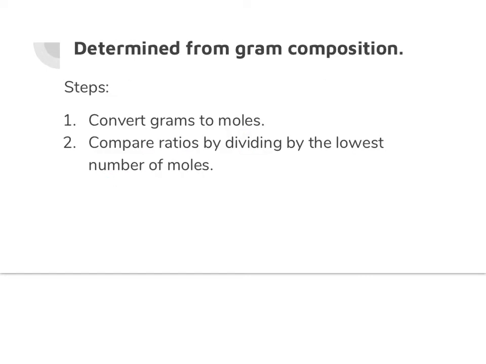There are two ways to determine the empirical formula for a compound. The first is determined from gram composition, and there are two pretty basic steps. The first thing you're going to do is, if you're given the grams of each of the elements in the compound, convert them to moles. We've talked before about mole conversions, so it's going to be a very simple grams to moles. Once you've converted each of the elements into moles, the second step is to compare the ratios of the number of moles of each by dividing by the lowest number of moles. We'll see an example of that in a minute.